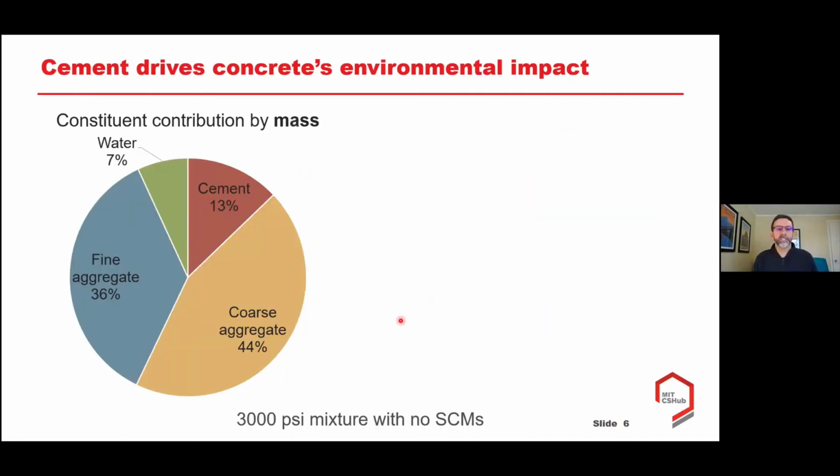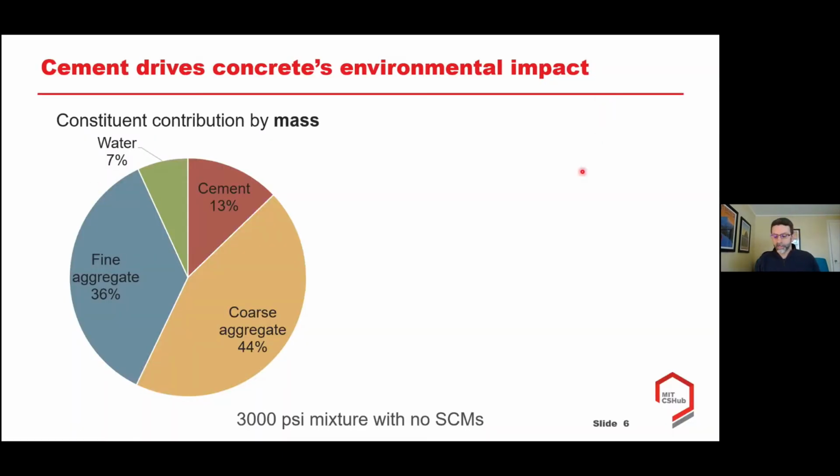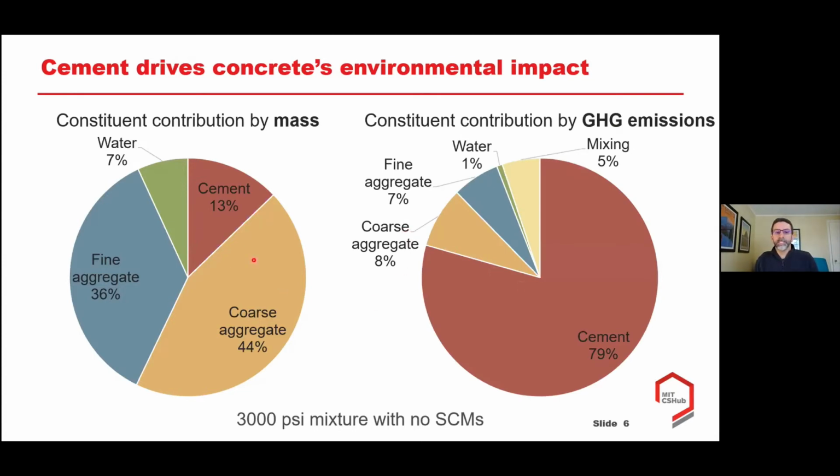Now, when it comes to concrete's environmental impact, what we can first do is look at the mass breakdown of those materials that are in the concrete. What you can see is cement makes up, in this case, about 13%, whereas most of the mass, around 80%, comes from the aggregates. When we look at the breakdown of the environmental impact of concrete, what we can see is that while the mass of cement is around 13%, it's around 80% of the greenhouse gas emissions of producing that concrete. So cement is what's really the driver there.